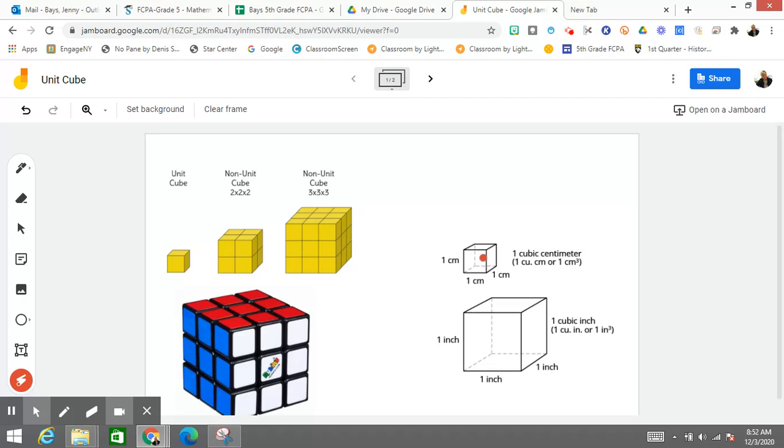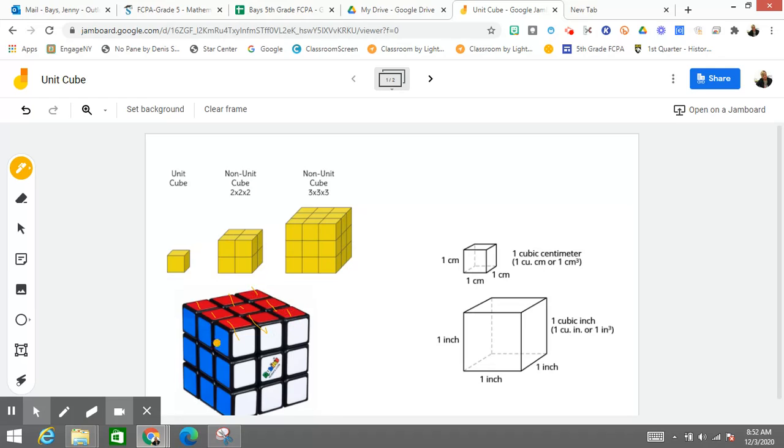Volume is how much space there is inside a rectangular prism. So like, look at the Rubik's Cube. It's a good example because you can see them so clearly. So if we look at the top of this Rubik's Cube, we've got 1, 2, 3, 4, 5, 6, 7, 8, 9.